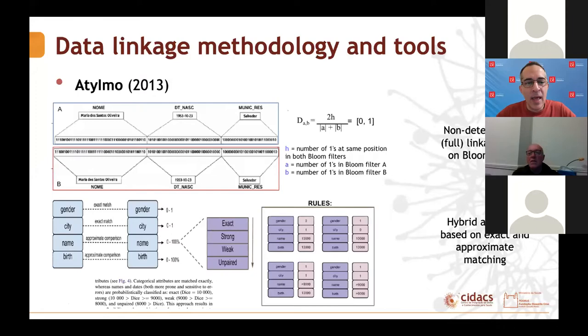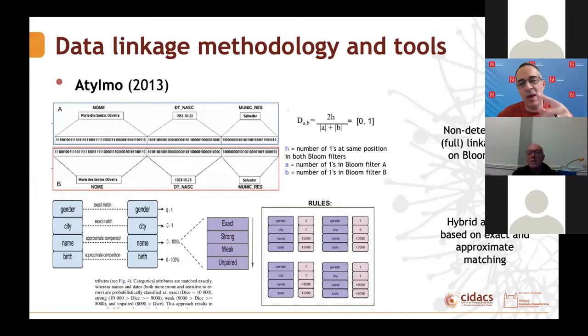Then we designed some non-deterministic linkage and some hybrid approaches for performing linkage. Atmo applies both methods when performing pairwise comparisons and deciding about linkage. So basically we applied some calculation over Bloom filters to decide about matching. And we can also use this hybrid approach, which is based on some exact and approximate matching. This depends on the attributes being compared. And we use different thresholds for deciding about exact, strong, weak, and unpaired records. So you have this big picture around Atmo, and you have the link for the paper.